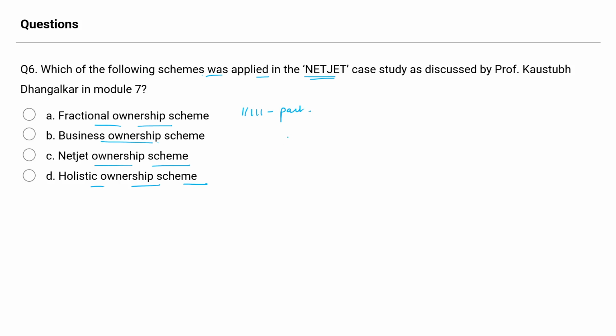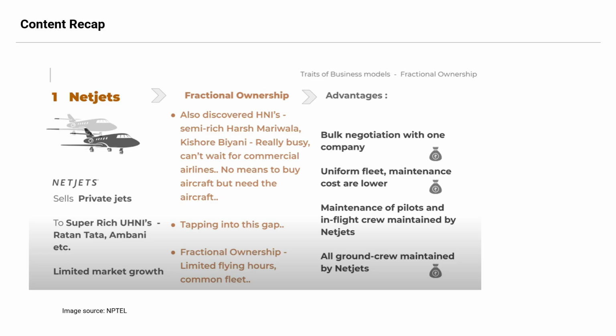Okay, let's do this screen validation. So we're talking about the NetJet scheme. It was about the fractional ownership. So the idea was, jets are something which are not available to every common man. It is basically sold to the super rich people like the Ambanis, Adanis, Tatas. But they figured out that the lower level, which he mentioned about Harsh Mariwala, Kishore Biyani, they are also very, very busy, and they can't wait for commercial airlines, but they cannot just spend crores in owning it.